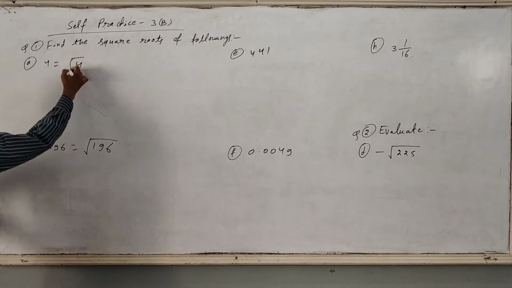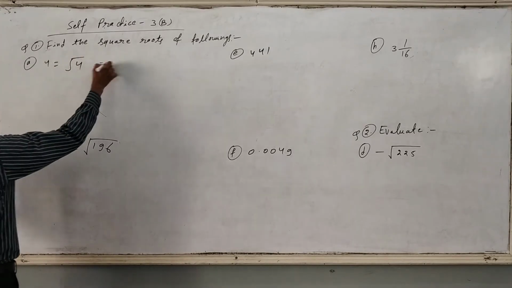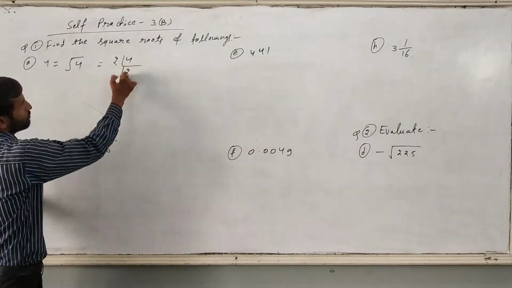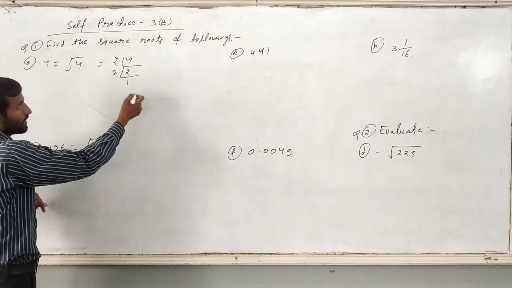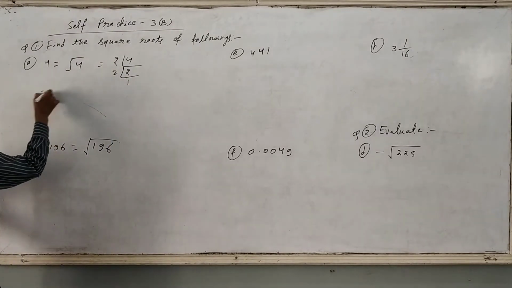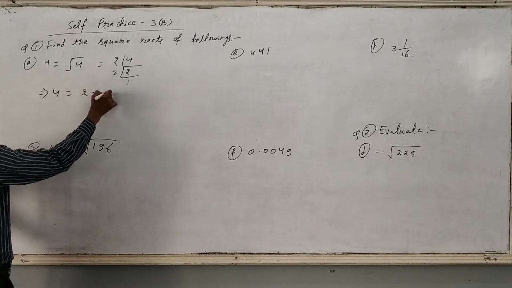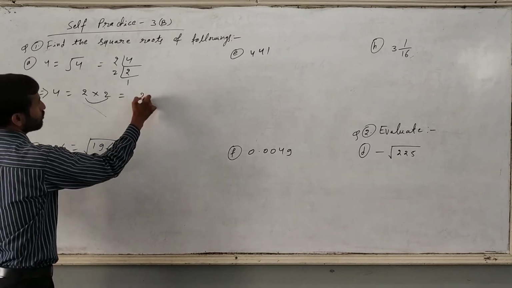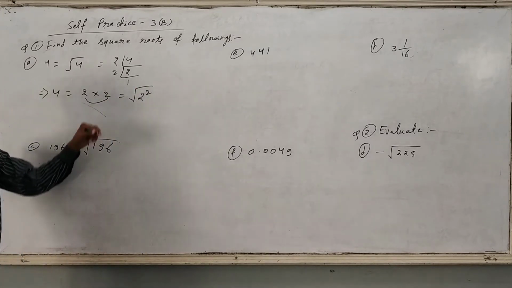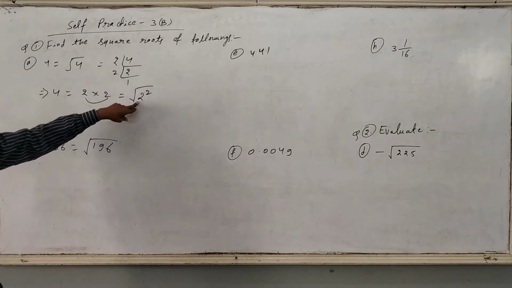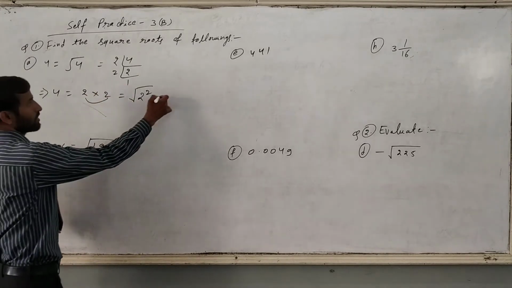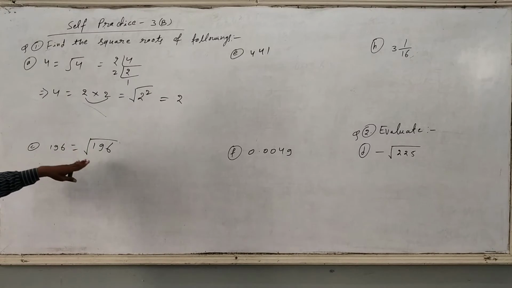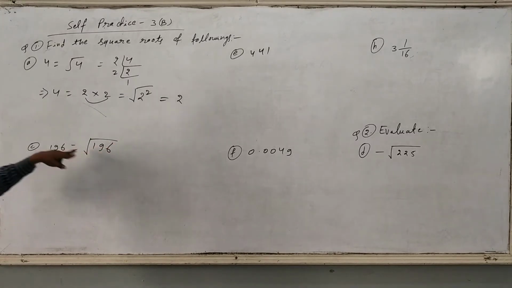First of all, we have to factorize this number. So 4, just make factors. We have to divide by 2. So 2 times 2 is 4, and again 2 times 1, so 1 will come. Just write 4 is equal to 2 into 2. Then you have to make a pair. Write 2 power 2 and then the root. One pair will come outside, which means 2 will come outside. So the answer will be 2. The square root of 4 is 2. Like that you have to follow in the second part.